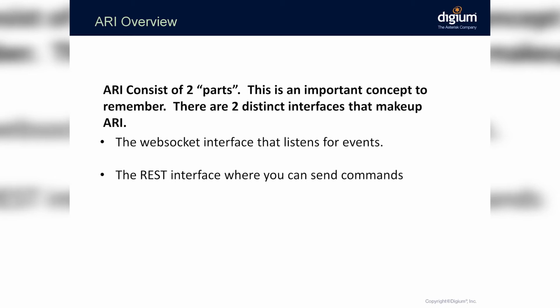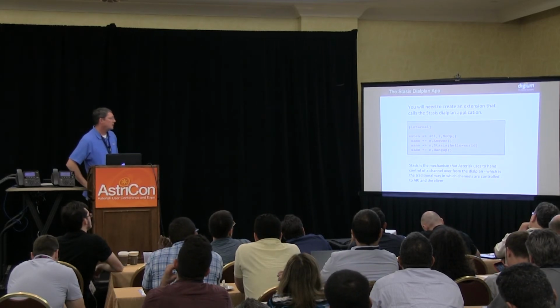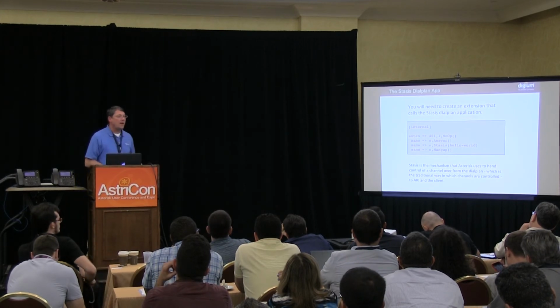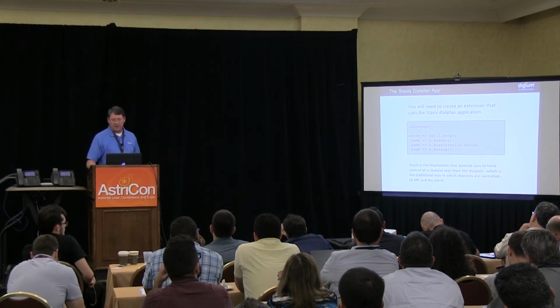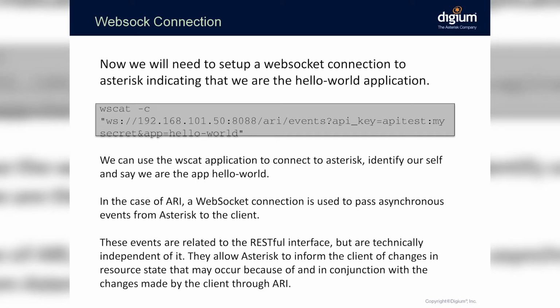So to call an ARI application, use a Stasis app. And it's just an application within Asterisk that pretty much hands over control to your application. In this case, I have a Hello World application. And that's a sample of being able to use wscat to emulate an ARI application. Let's see if we can do that real quick.